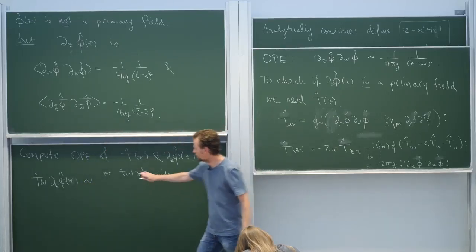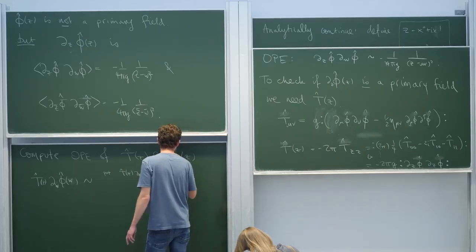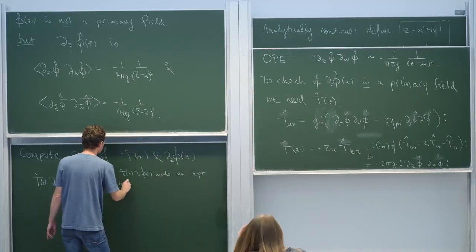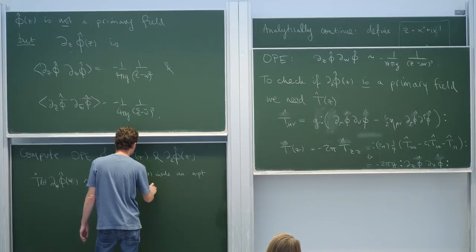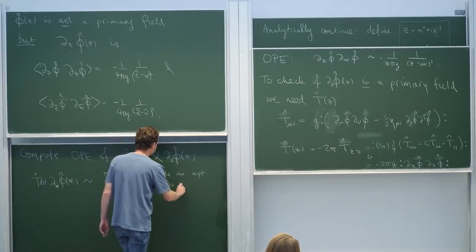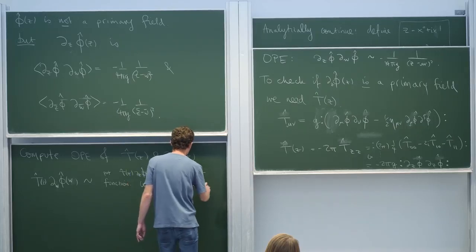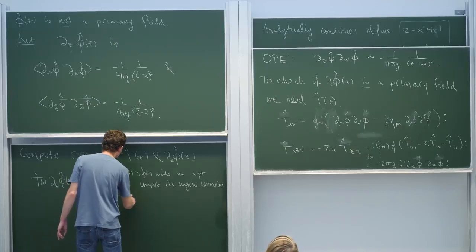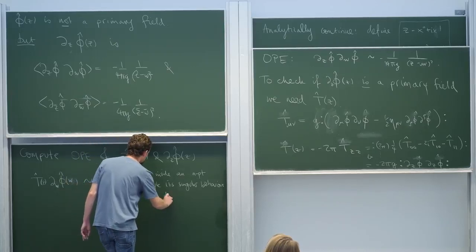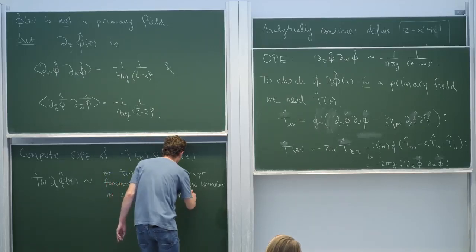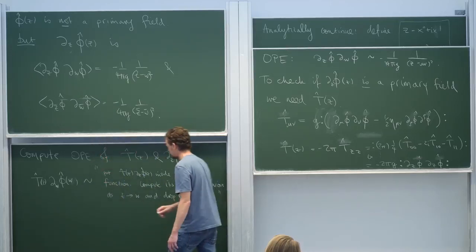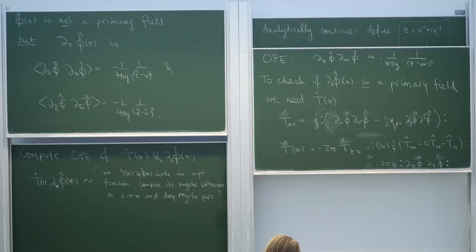Actually, what's being said here is you put this pair inside an n-point function, compute its singular behavior as z goes to w, and drop the regular part. So that's what this twiddle means. It's a very simple looking notation for quite a complex sequence of steps.